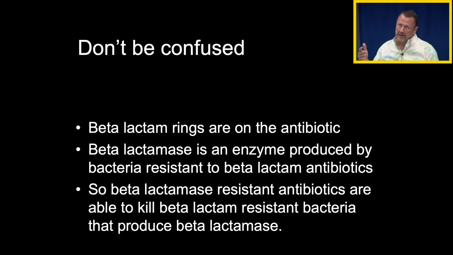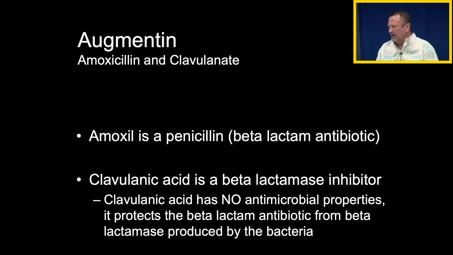So the beta-lactam rings are on the antibiotic. Beta-lactamase is an enzyme made by bacteria to destroy penicillin. And so we have to make antibiotics that are beta-lactamase resistant, so they can kill the bacteria. So amoxicillin is a penicillin. It's a beta-lactam antibiotic, but we'll give it in combination with something called clavulanate.